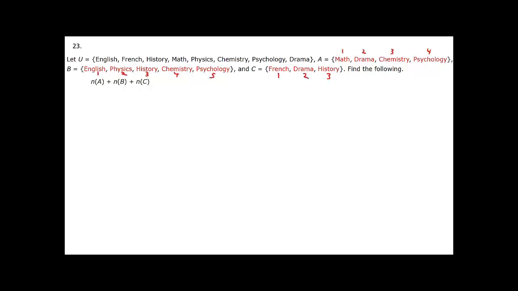If you count A, you get 1, 2, 3, 4. If you count B, you get 1, 2, 3, 4, 5. If you count C, you get 1, 2, 3. So it's simply 4 plus 5 plus 3, which comes out to be 12.